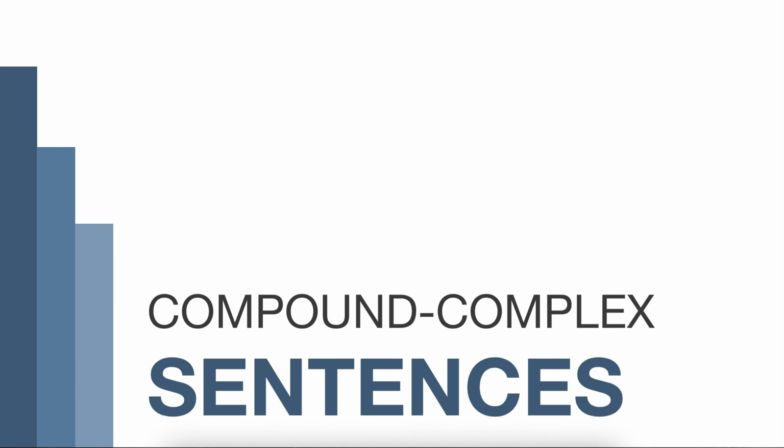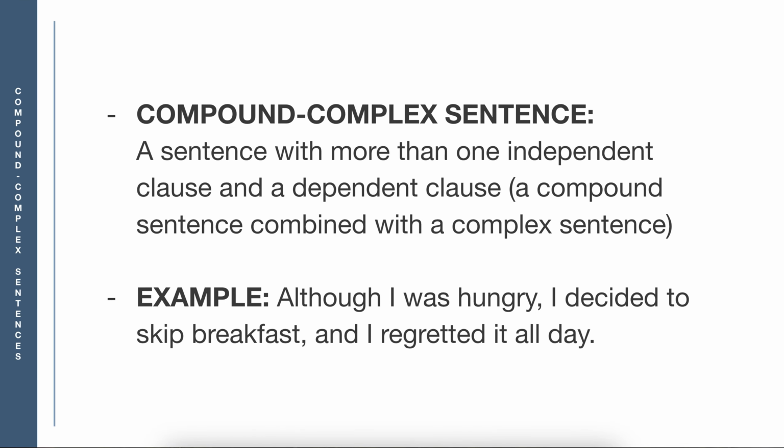Now moving forward, we also have compound complex sentences. Compound complex sentences are simply a combination of a compound sentence and a complex sentence. So you'll remember that a compound sentence is a sentence with more than one independent clause. A complex sentence is a sentence with a dependent clause and an independent clause. So a compound complex sentence is a sentence that has two independent clauses and one dependent clause.